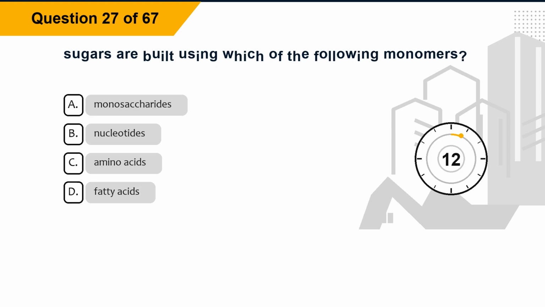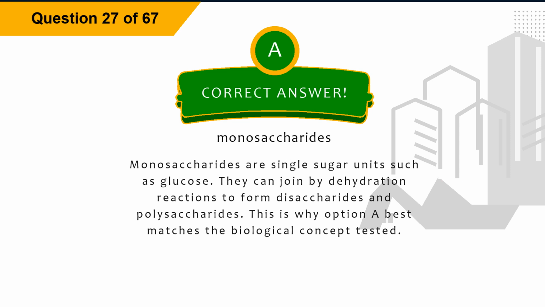Question 27. Sugars are built using which of the following monomers? Option A, monosaccharides. Option B, nucleotides. Option C, amino acids. Option D, fatty acids. The correct answer is option A, monosaccharides. Explanation. Monosaccharides are single sugar units such as glucose. They can join by dehydration reactions to form disaccharides and polysaccharides. This is why option A best matches the biological concept tested.